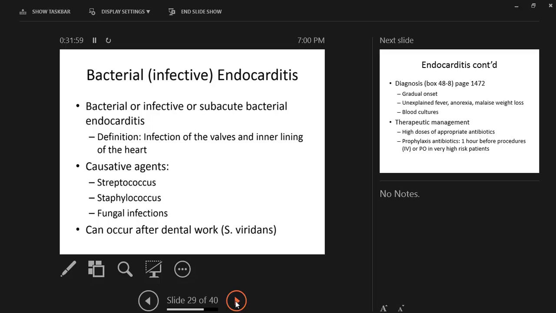This can also occur after dental work. So every child that has had any type of cardiac intervention or cardiac surgery, or has had endocarditis in the past, needs to have a pre-medication for prevention prior to any dental procedure that they're going to have. And this is, I expect you to know this too, an infection of the valves and the inner lining of the heart.